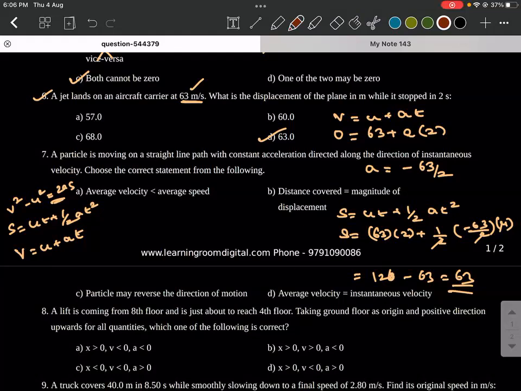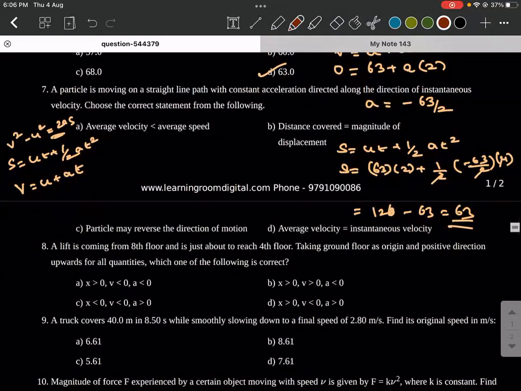Shall I proceed? The eighth one is easy. There is a lift that is coming from the 8th floor and is just about to reach the 4th floor. So is it coming in the downward direction or upward direction? Obviously, 8th to 4th is downward. You are on the 8th floor, you want to come to the 4th floor, you come in the downward direction. Taking the ground floor as origin, and upward as positive direction. Observe it again: the ground floor is the origin and upward is the positive direction. Remember that the lift has traveled in the downward direction.